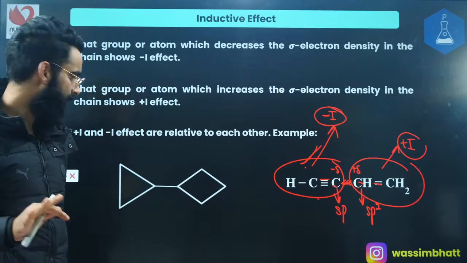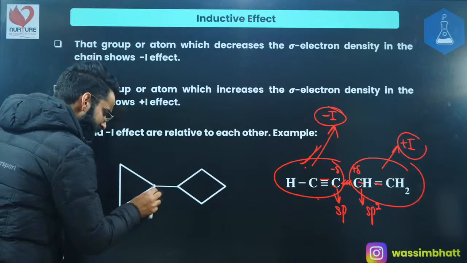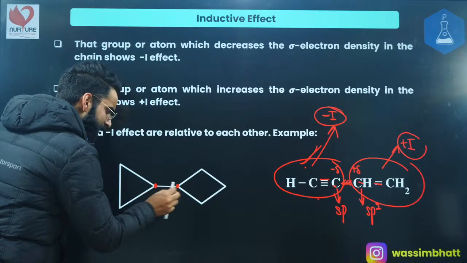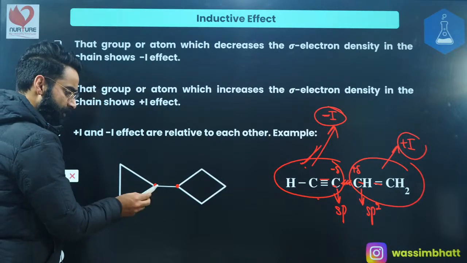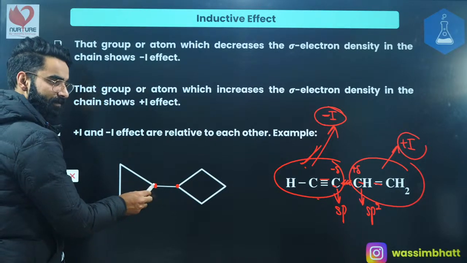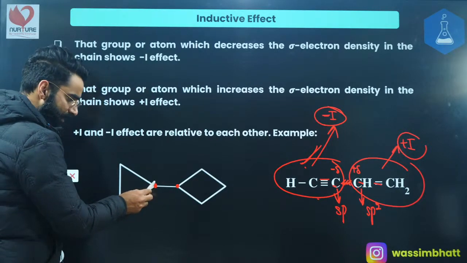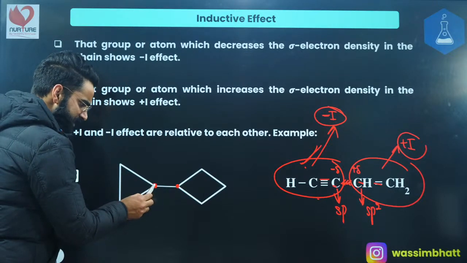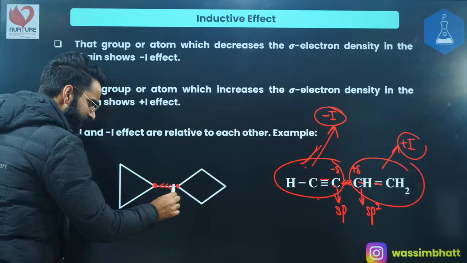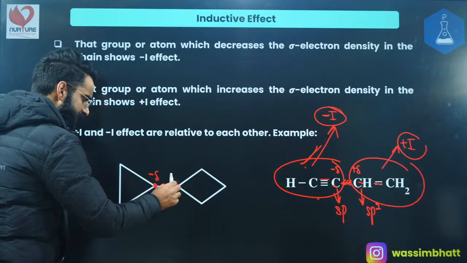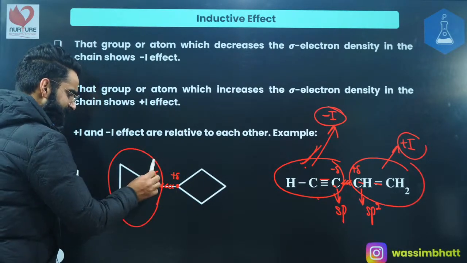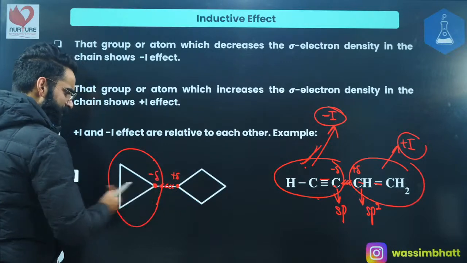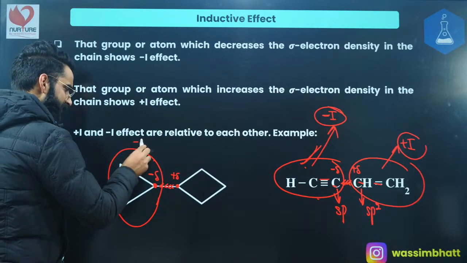Simple again. Similarly, if you talk about this carbon and this carbon, which carbon is more electronegative? I must say this carbon is more electronegative. We have discussed the electronegativity of this carbon in the last session, if you remember. This carbon is more electronegative, so it is going to drag the sigma electrons towards itself, which gets delta negative, and this gets delta positive. So if I talk about this group in particular, can I say this group is pulling sigma electrons towards itself? So this group is showing minus I effect.